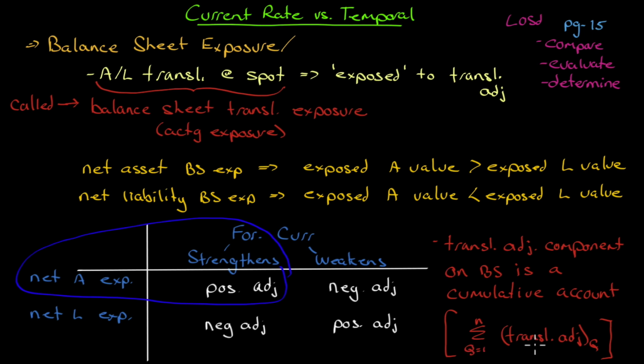So the translation adjustment account is, if you take quarter one all the way through to however many quarters, each quarter it's just the sum of all the translation adjustments quarter after quarter after quarter. So it's a running balance of all the translation adjustments. Once the subsidiary is sold, whatever balance is in this account would then leave the equity section and finally show up on the income statement as a gain or loss.